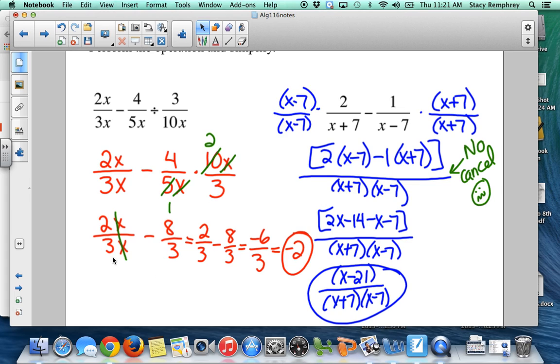In this fraction over here, I said, oh, well, look, they have a common factor. I can simplify that. So 2x over 3x became 2/3. Minus the 8/3 I had before, and then that comes down to negative 2.